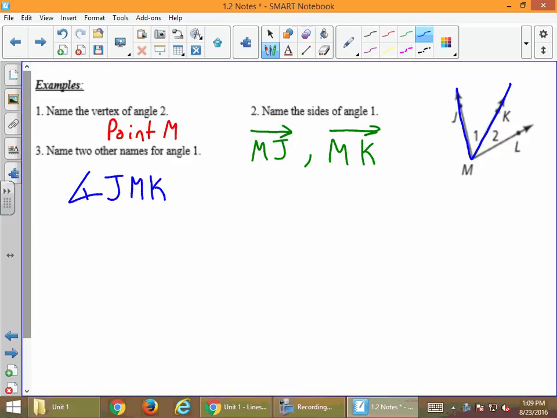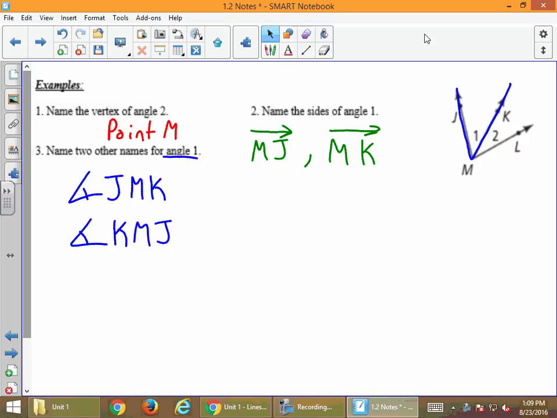Now, what's the other way of naming this? What do you say? Angle 1? Yeah, it says angle 1, but yes, I would agree with that. That is another way. I might even accept that and put that on there. What can I do with these letters to name it a different way? Yeah, flip the letters. So I could also call this angle KMJ. Works for me. There. You can always flip the letter. Just make sure the vertex, which we said was M, is in the middle.